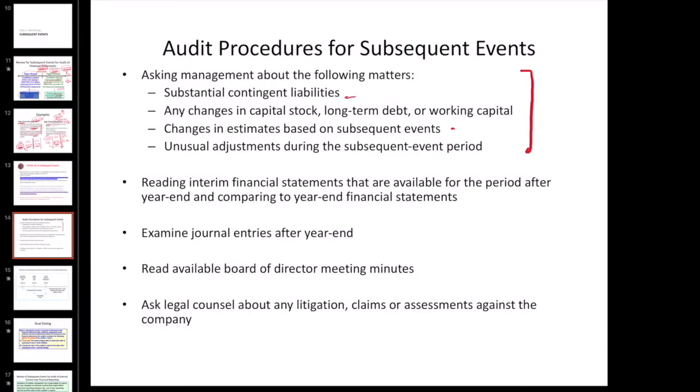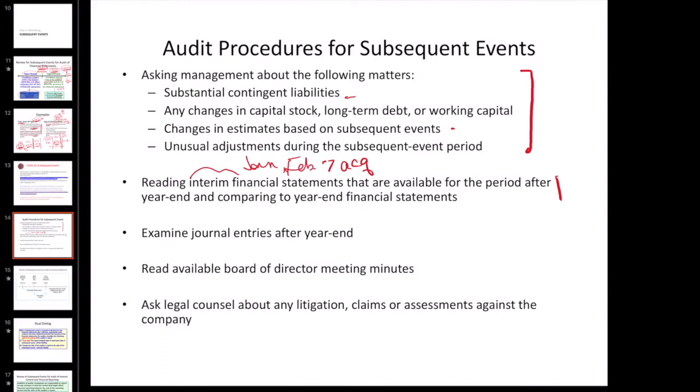We would also do things like read the interim financial statements. When it says interim, it means get the January, February, etc. financial statements available for the period after year end, and compare those to the year end financial statements. So the idea is if they did something major, like make an acquisition, we would see that pop up in the February financial statements, right? There'd be big changes like a massive goodwill balance appears, or intangible assets come out of nowhere.